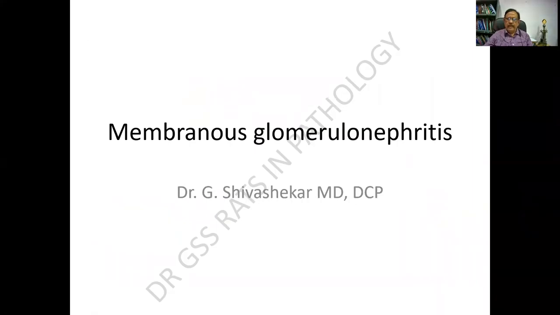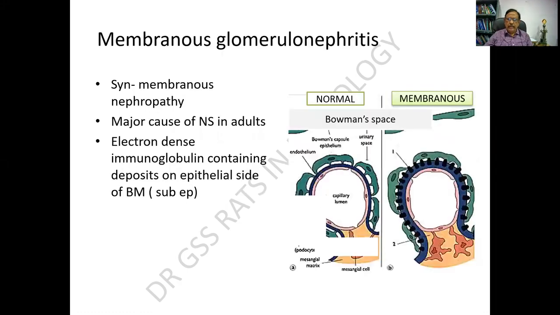Membranous glomerulonephritis can be asked as a short note or it can be part of an essay. It is also called membranous nephropathy, and it is a major cause of nephrotic syndrome in adults, whereas lipoid nephrosis is common in children. In this condition, we find electron-dense immunoglobulin containing deposits on the epithelial side of the basement membrane.